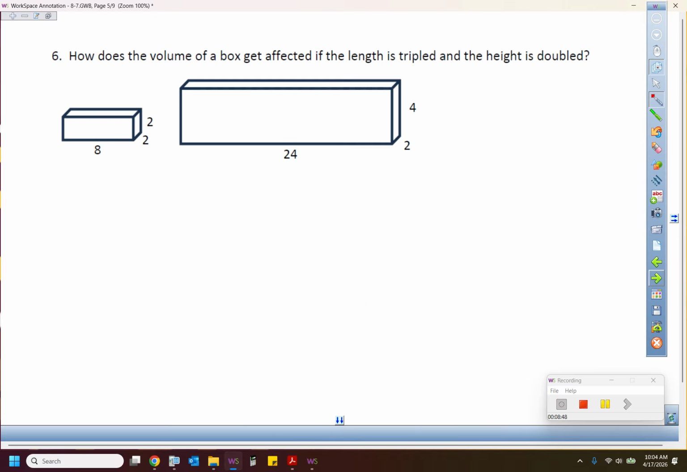So last one, I want to do a visual example instead of just doing the math, because I'm tired of doing the math, right? I'm a math guy. I don't want to do the math because there's a faster way. They say, how does the volume of a box get affected if its length is tripled and its height is doubled?